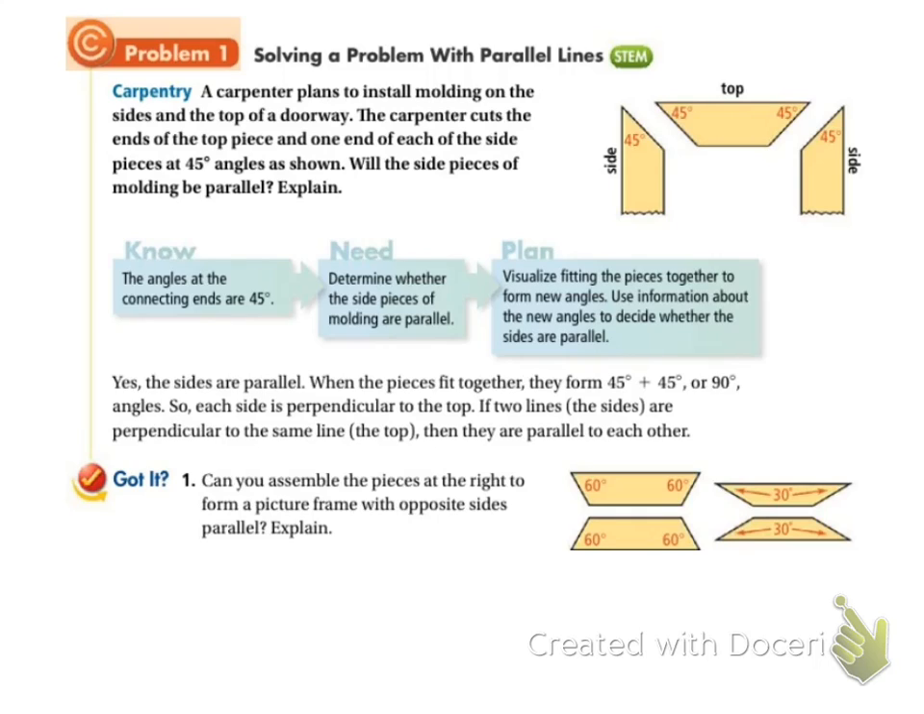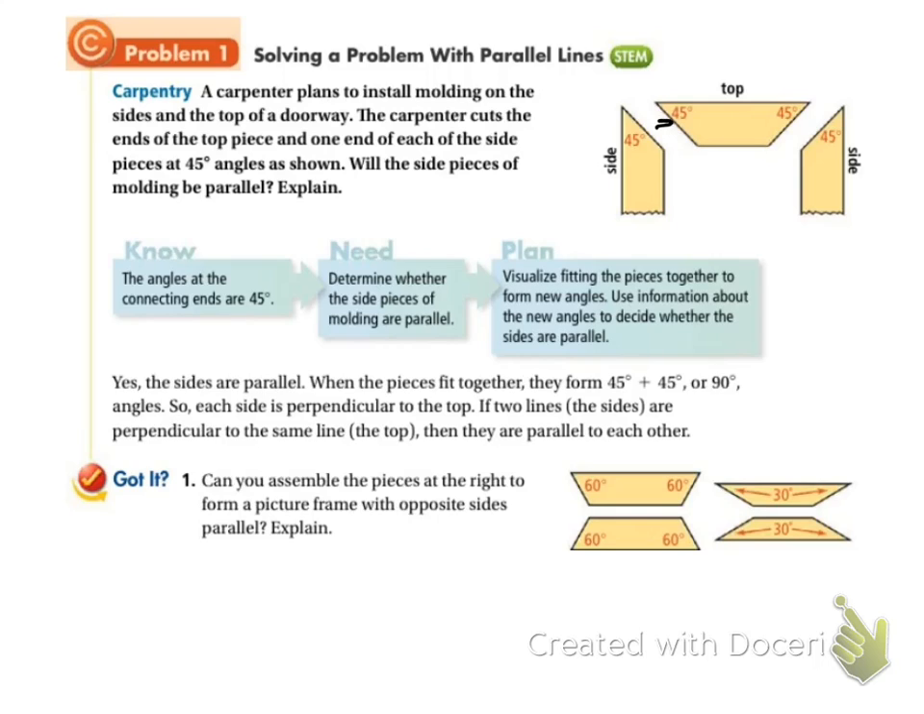Okay, a carpenter plans to install molding on the sides and the top of a doorway. The carpenter cuts the ends of the top piece and one end of each of the side pieces at a 45-degree angle as shown. Will the side pieces of molding be parallel? So we want to know, will these two guys be parallel when we put it together?